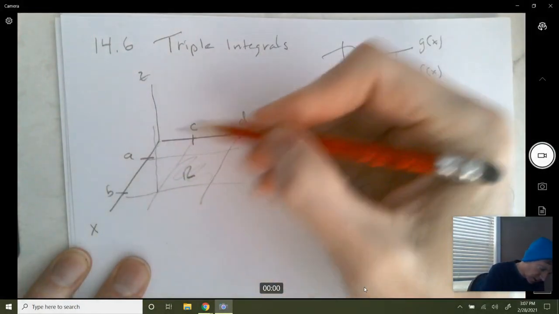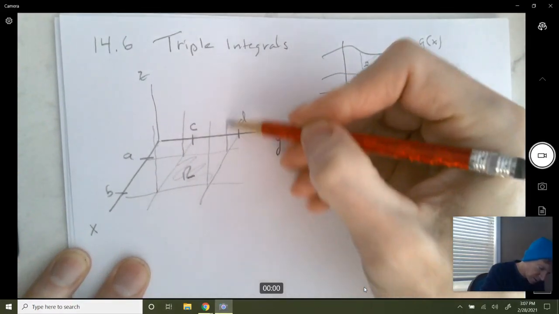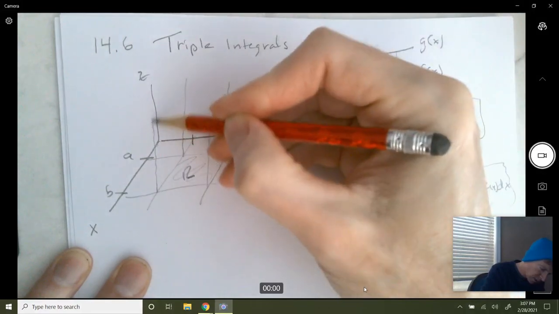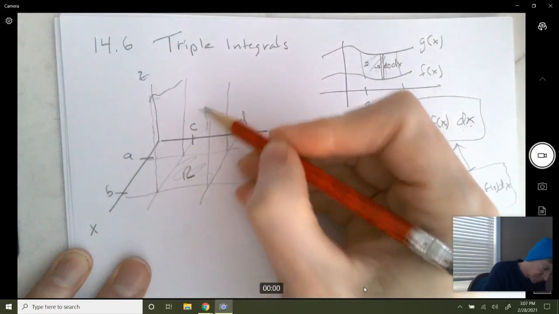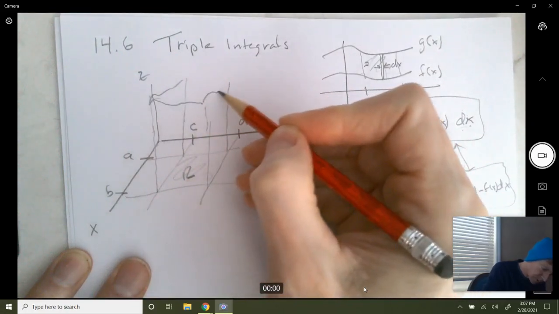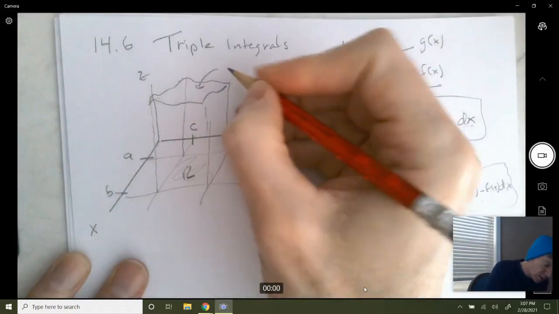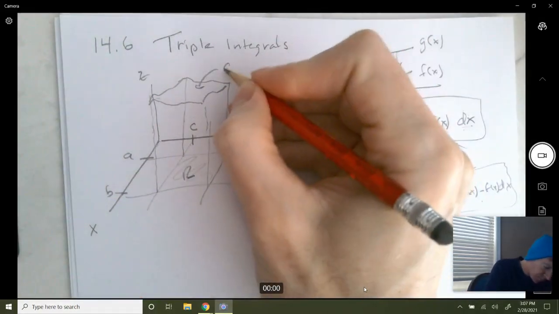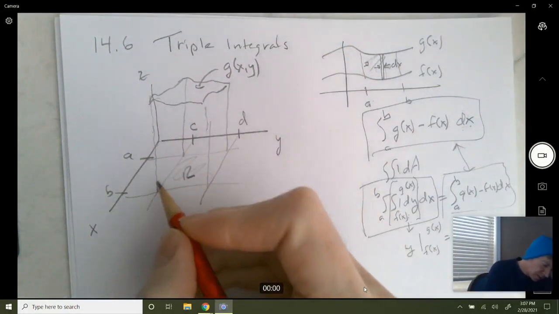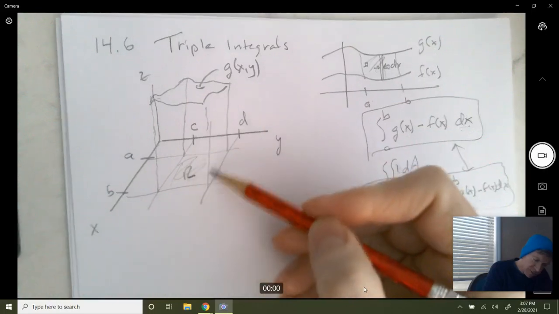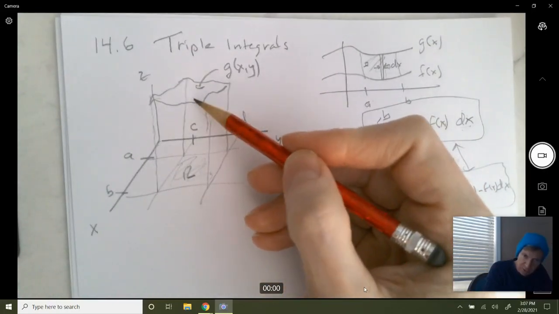So let's say we've got a surface up here. That surface might not be a plane, just some kind of a surface up here. Let's call that g of x, y, because that's a z value. And then let's say you've got another surface. You could go all the way from a z value of 0 up to here, and you'd be finding the volume below that surface.